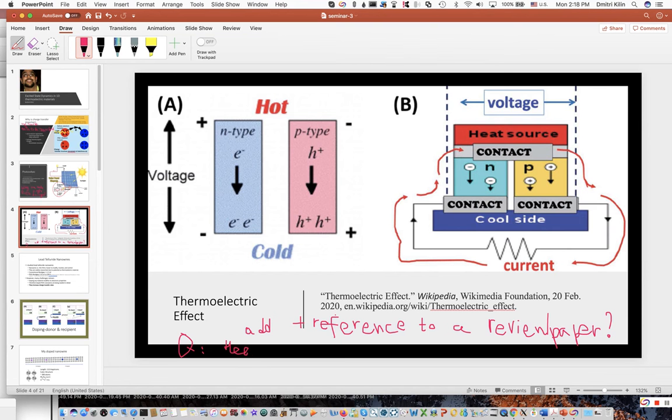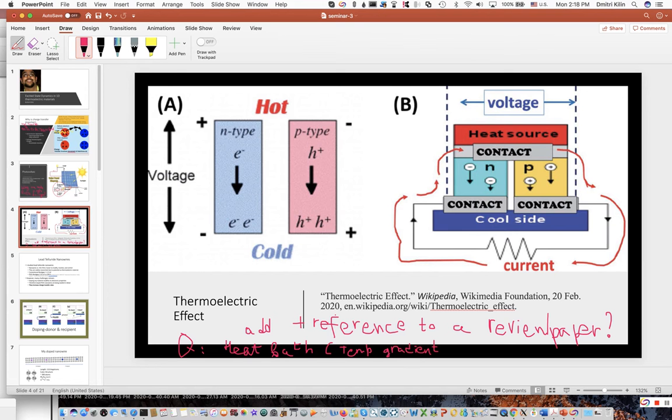All right. So when you have two charges on one side, you have a dipole, so you have a voltage between them, and that induces a current. So that's panel A. On panel B here, you have the thermoelectric effect being used to induce a voltage across a resistor.